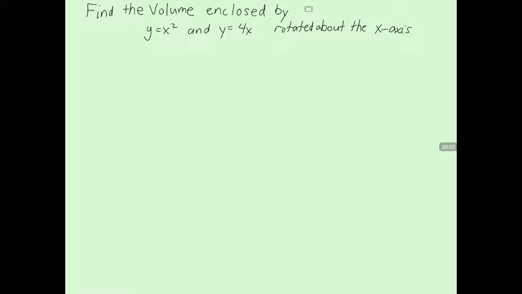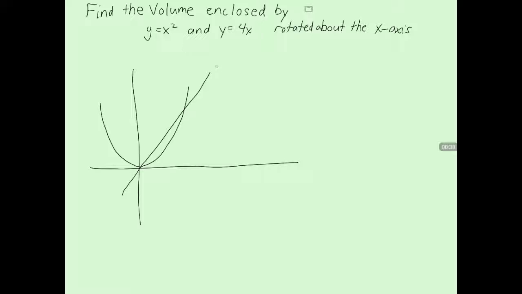Right now we want to find the volume enclosed by the two functions y equals x squared and y equals 4x rotated about the x-axis. So first of all, let's just give a quick sketch of the two functions. So we have y equals x squared. It's going to look something like this because it's a parabola. And then we have the function y equals 4x. It's going to look something like this, intersecting the parabola once.